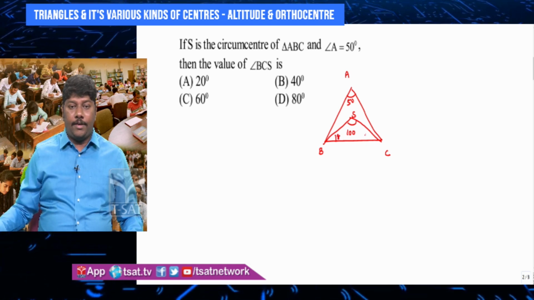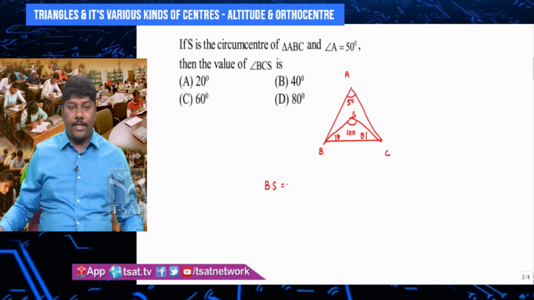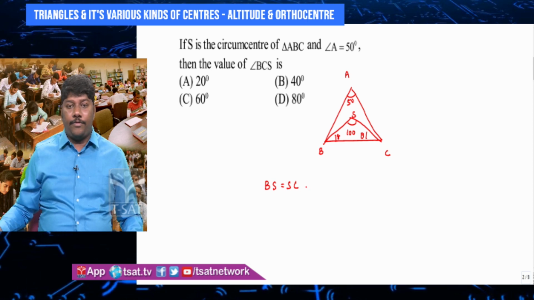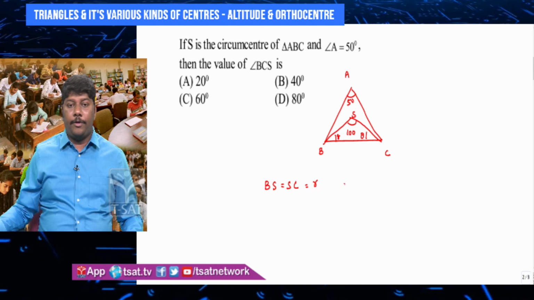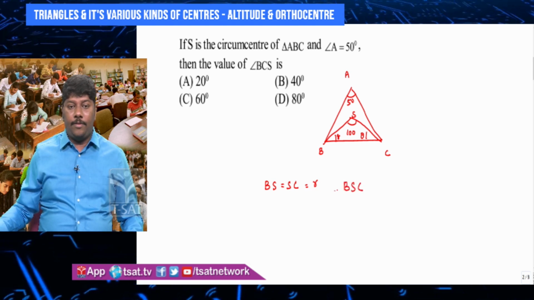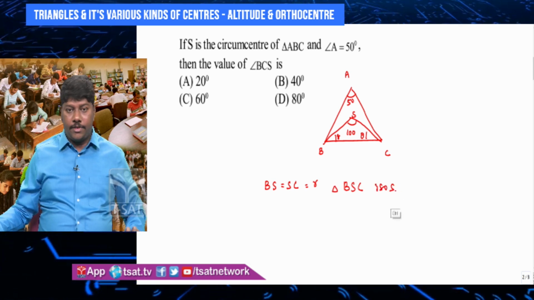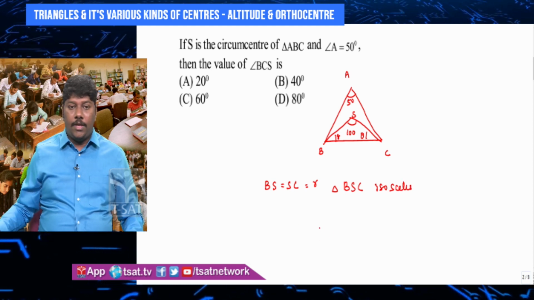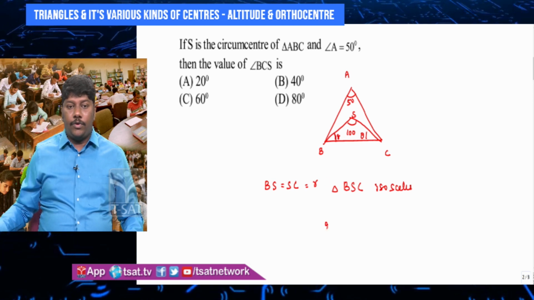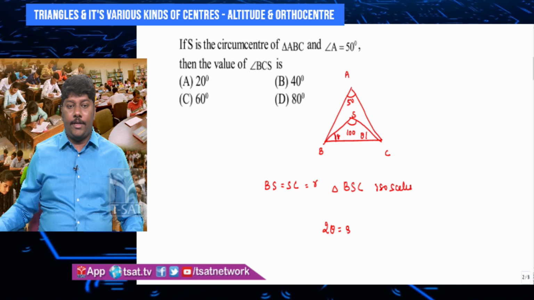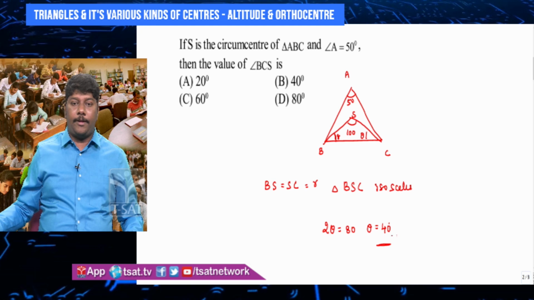If I take it as theta and theta, I can say side BS is equal to side SC, because this becomes the radius of the circumcircle. Therefore, triangle BSC is isosceles. If it is an isosceles triangle, both of them are theta and theta. 2 theta is equal to 180 minus 100, that is 80 degrees. Theta is equal to 40. So the answer is 40 degrees there.